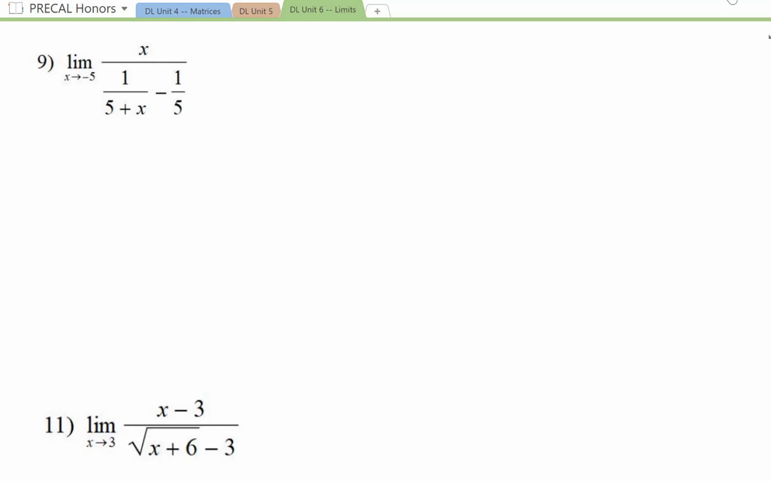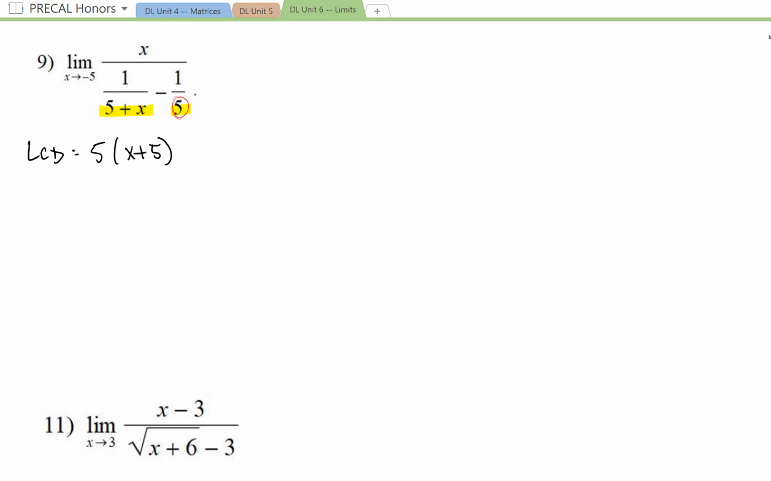To combine the many fractions, we need to get the LCD. The denominator here is x plus 5. The denominator here is 5. The LCD must be 5 times x plus 5. So we're going to multiply each of these fractions by what they're missing that's in the LCD.